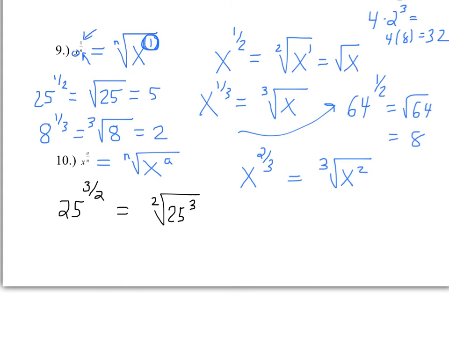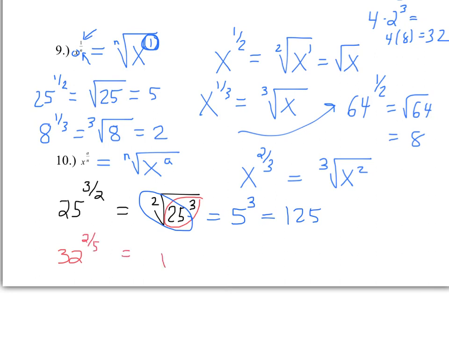Now you have a choice here. You could actually do 25 cubed first and then attempt to square root it. However, if you're not allowed to use a calculator, you're going to want to do the square root of 25 first, get 5, and then raise it to the power of 3 to get 125. How about 32 to the 2/5?